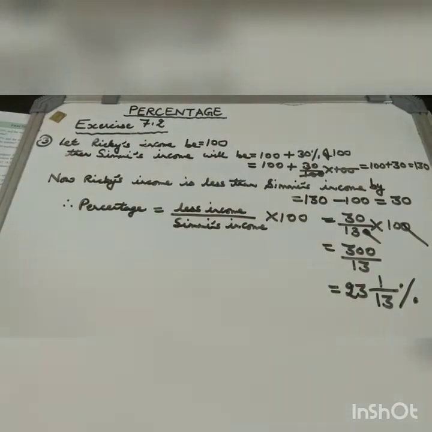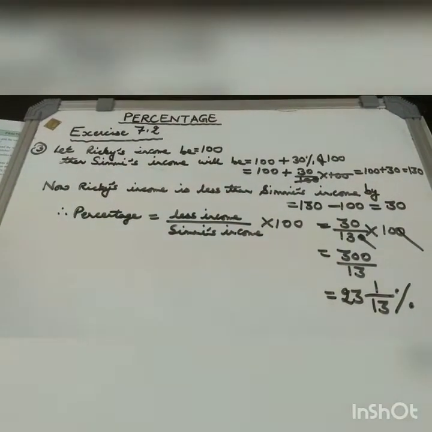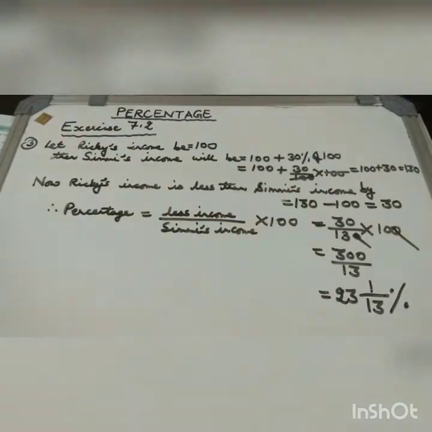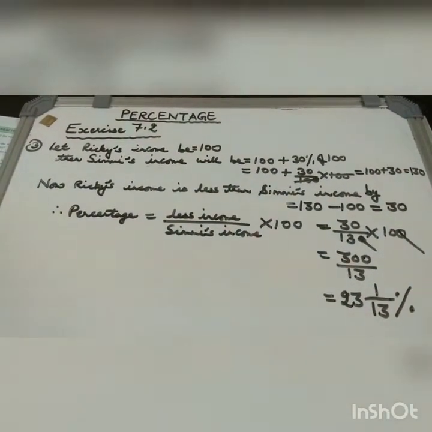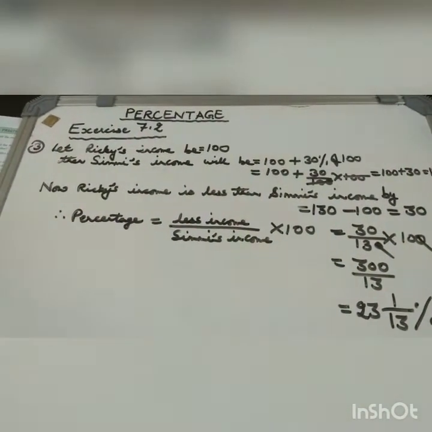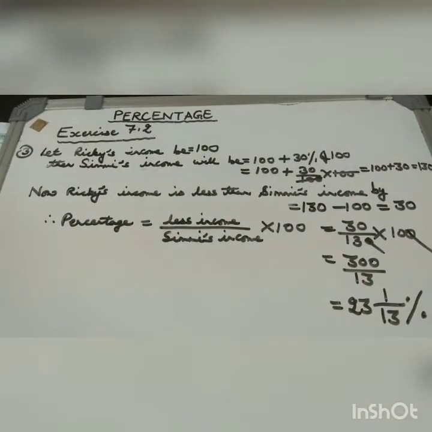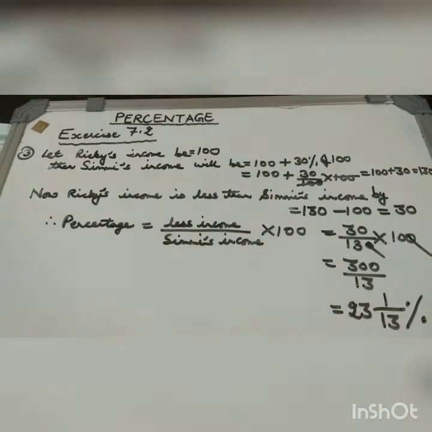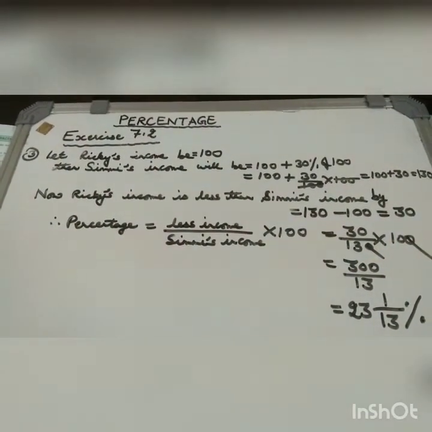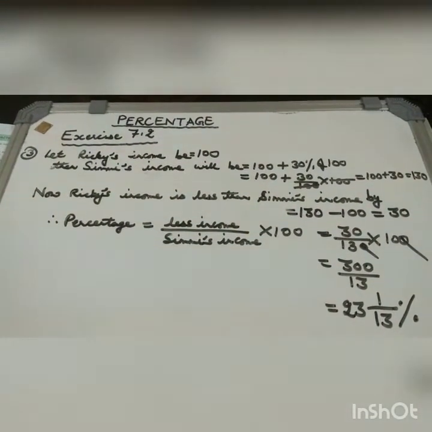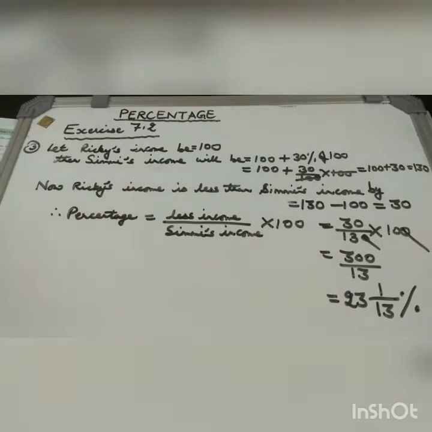Students, now I am going to do question number 3 for you. Now in this question, Simi's income is 30% more than Ricky's income. Find by how much percentage Ricky's income is less than Simi's.